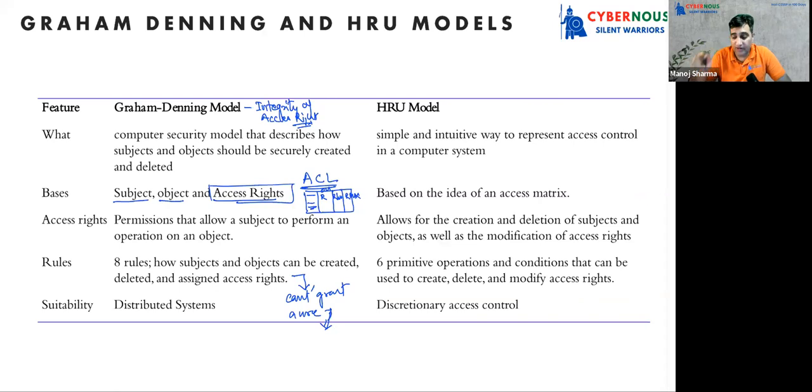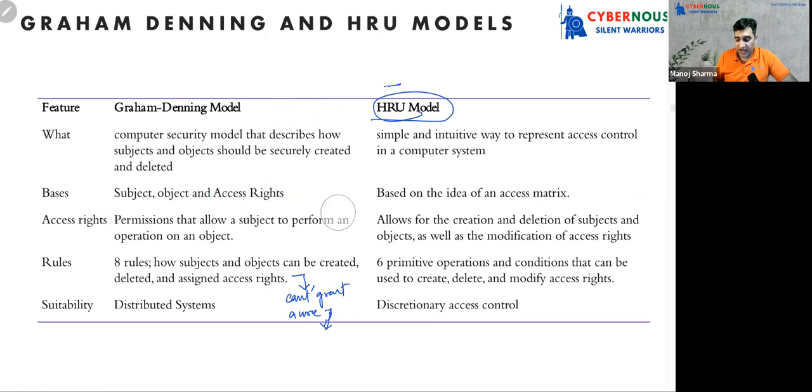What is available in the HRU model? The HRU model is nothing but a successor of the Graham-Denning model. The limitation of the Graham-Denning model was addressed in the HRU model. It is much simpler and more lightweight. It is an access control model, and it supports discretionary access control.